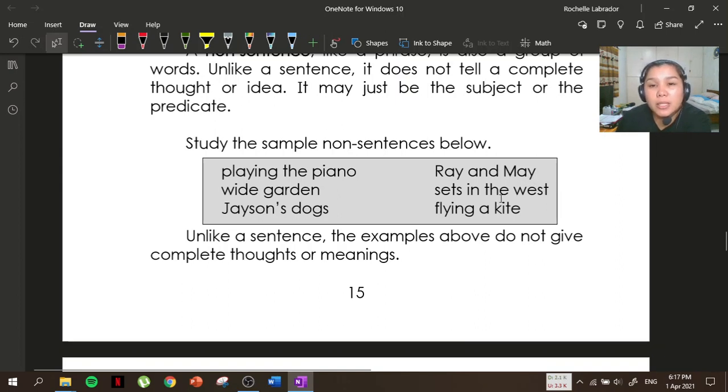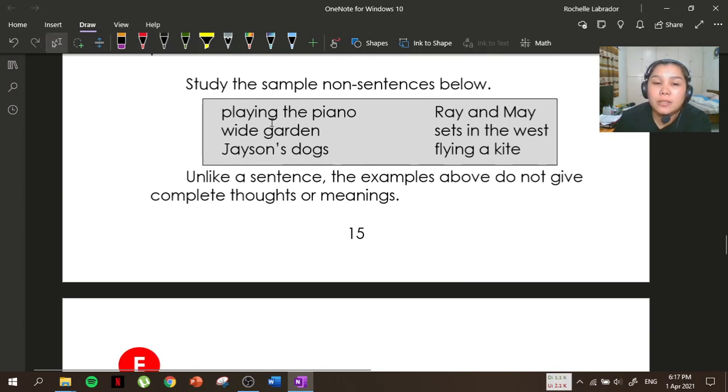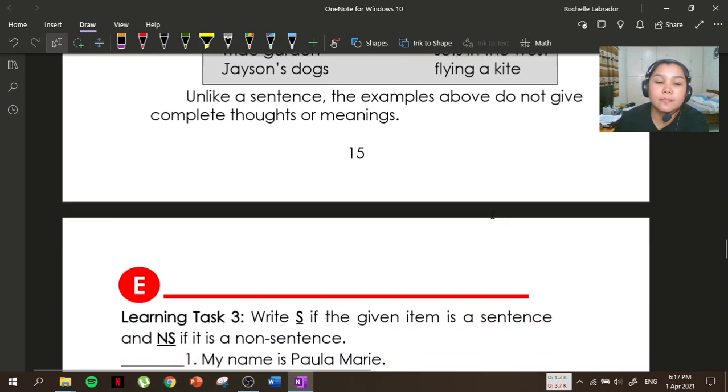So simply, these are non-sentences. Also with sets in the west, flying a kite. So, and then if you notice, some may begin with big letter, but most of them begin with small letter. Kasi pang ano pa lang siya, pang connect with the missing part to make it a sentence. Okay, unlike a sentence, the examples above do not give complete thoughts or meanings.